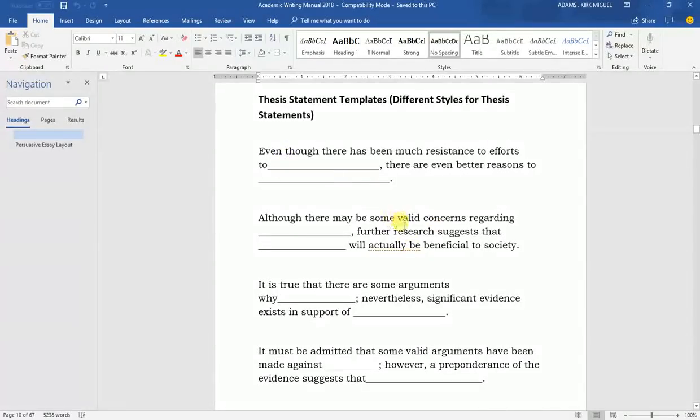Each one of these templates gives you the opportunity to express, on the one hand, the first half, an opposite or one point of view, and on the second half, a point of view where it's going to be apparent that you prefer the second half. With each one of these contrast ideas, even though and although, or if you use the alternative, nevertheless and however, we're always going to be expressing one side, which would be the opposite side, and then the second would be the side that we really want to support.